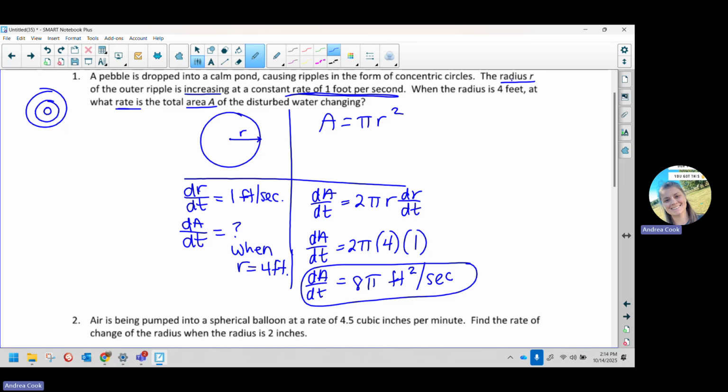Because they told us the radius is increasing at a constant rate. Remember how we practiced changing the sentences into calculus notation? So we're changing that sentence into calculus notation. It's the rate of change in radius, which is dr over dt.